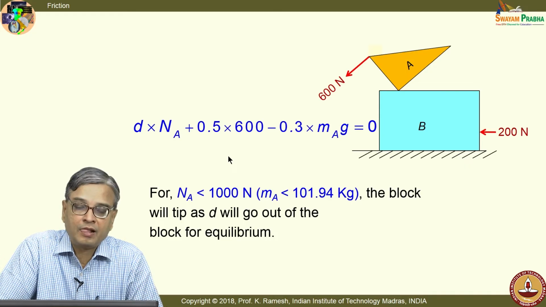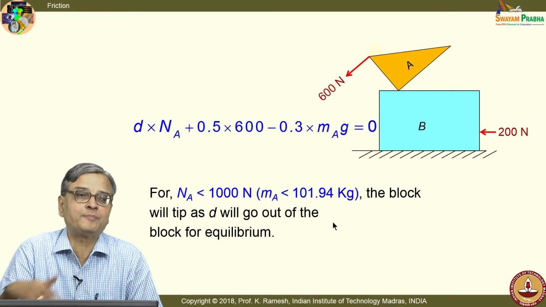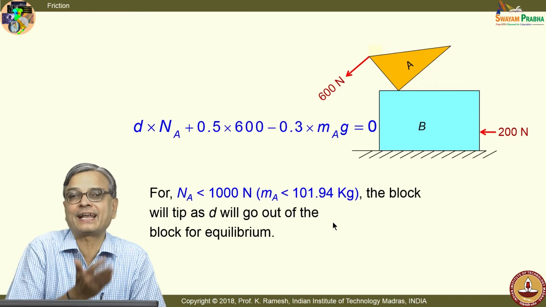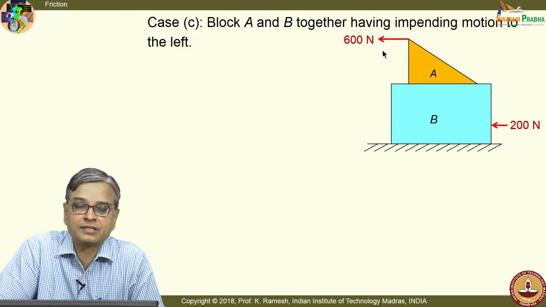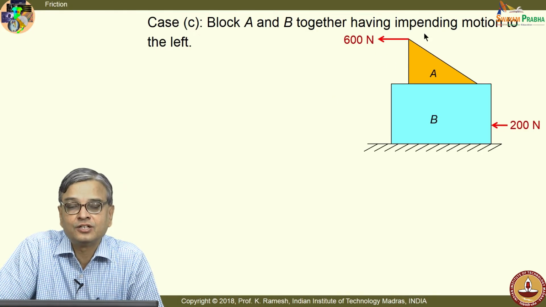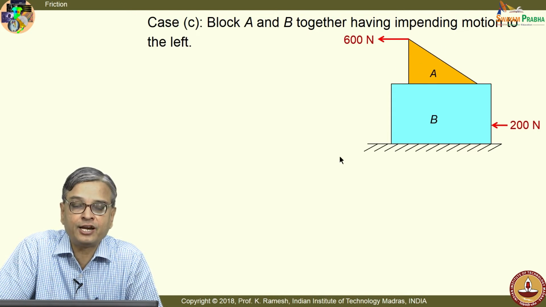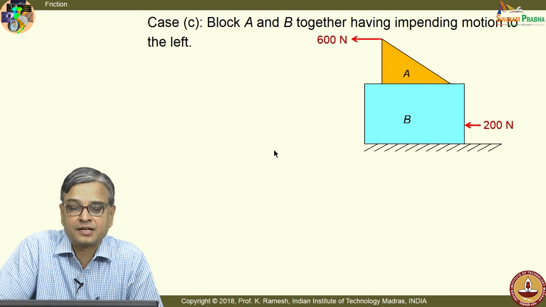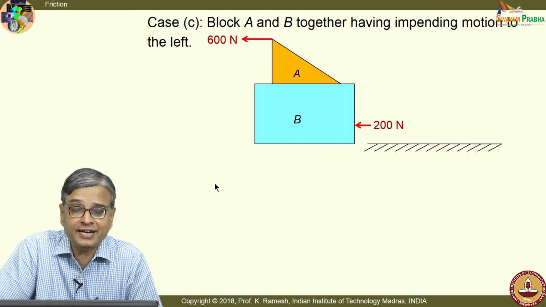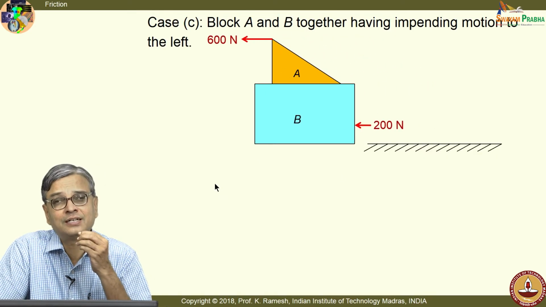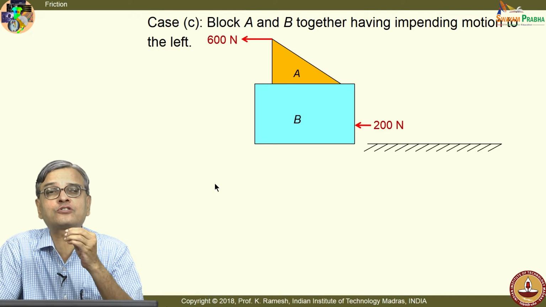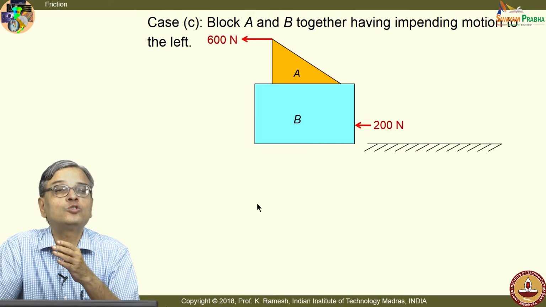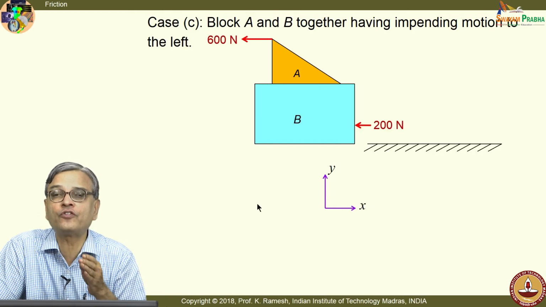Fine. Now, let us look at the third possibility. Both the blocks slide. Block A and B together having impending motion to the left. So, this is what I had said, that you have to impose this condition and find out the requisite answers. I show that it is sliding, it is not sliding, just to put a recognition that when I increase the force slightly, it would start sliding. So, it is at the verge of impending motion.